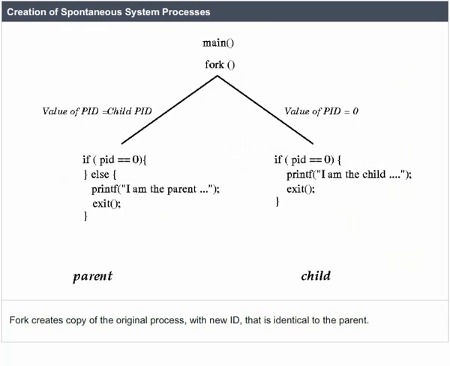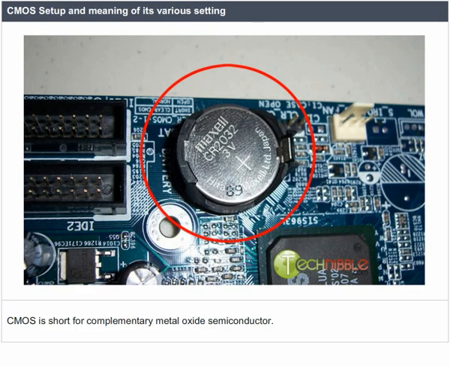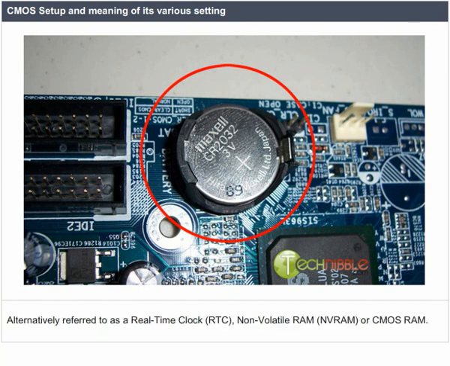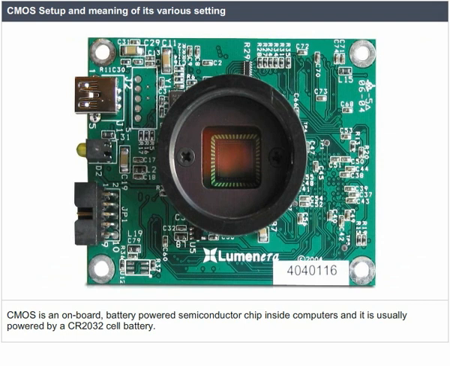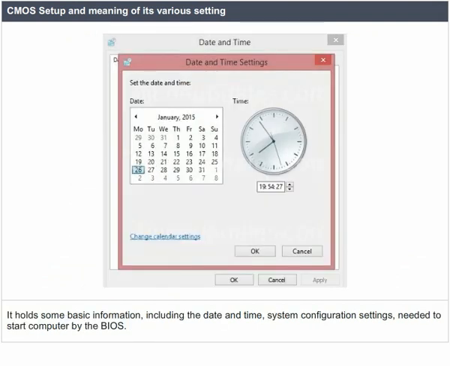CMOS setup and meaning of its various settings. CMOS is the short form for complementary metal oxide semiconductor, alternatively referred to as a real-time clock, RTC, non-volatile RAM, NVRAM, or CMOS RAM. CMOS is an onboard battery-powered semiconductor chip inside computers, and it is usually powered by a CR2032 cell battery. It holds some basic information including the date and time, and system configuration settings needed to start the computer by the BIOS.